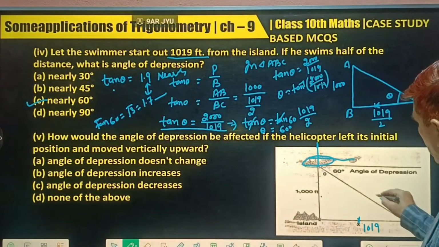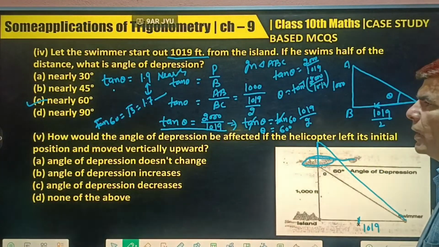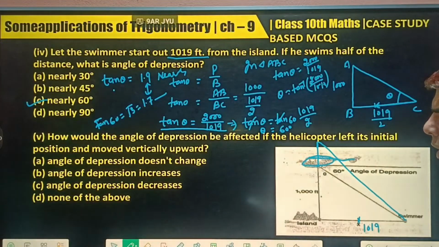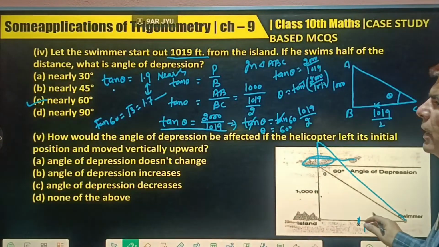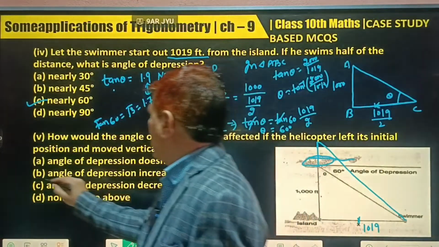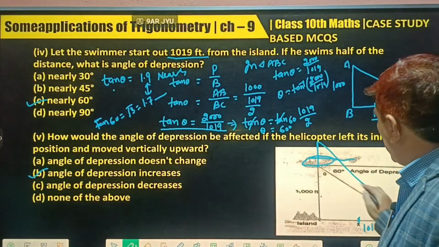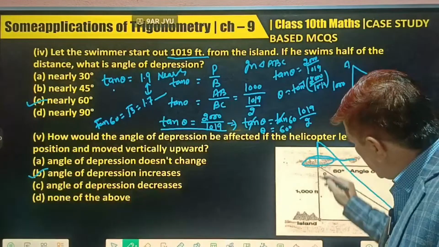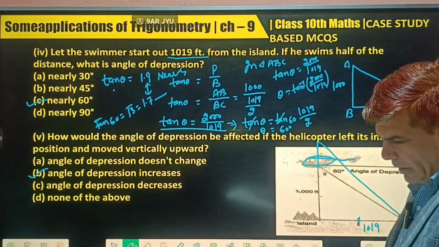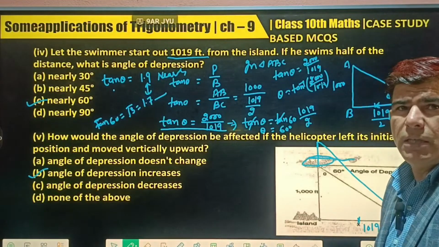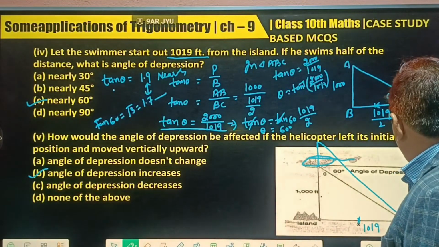So what happened to this angle? Does it increase or decrease? The angle of depression starts increasing. So what's your answer? If this vertical height increases, it means the angle also increases. If this decreases, the angle also decreases. I think you understood. Next, one more.